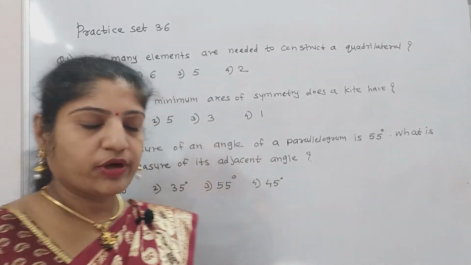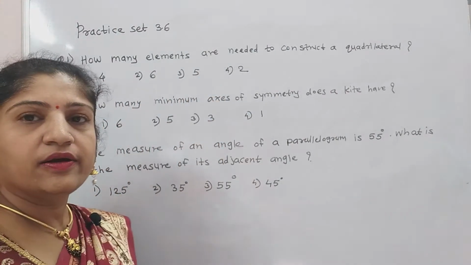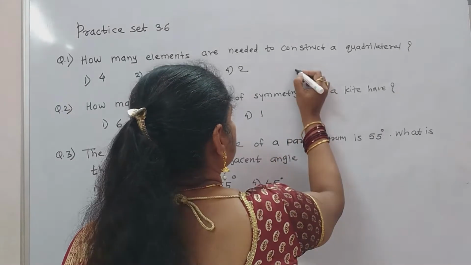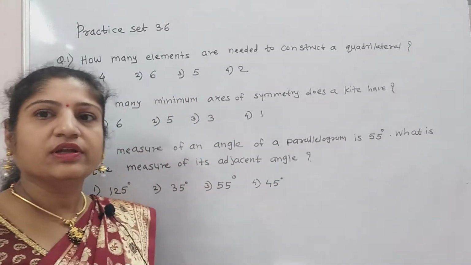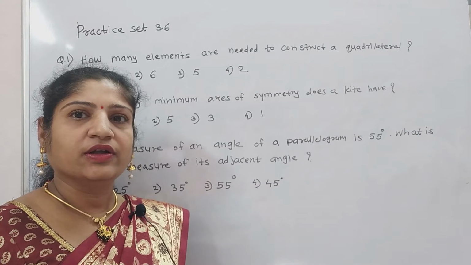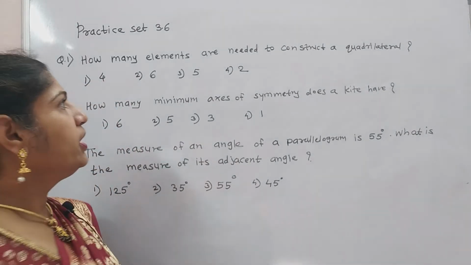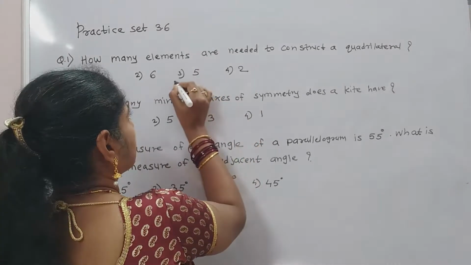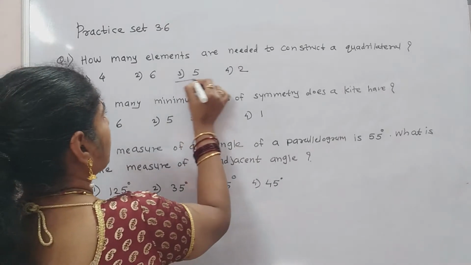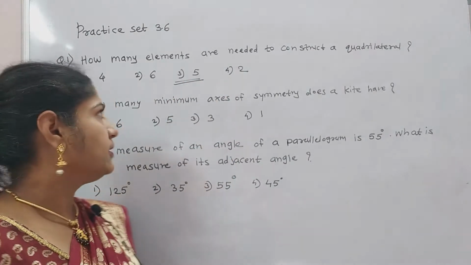Practice set 3.6. How many elements are needed to construct a quadrilateral? If 4 sides and 1 diagonal are given, that is 5, or 2 diagonals and 3 sides are given, or 3 angles and 2 sides are given, then we can construct the quadrilateral. So 5 elements must be given to construct a quadrilateral.